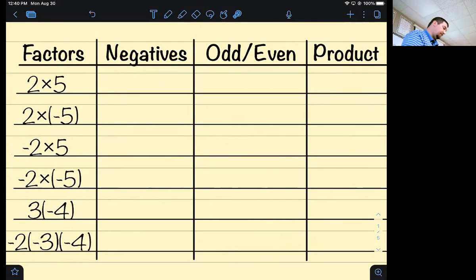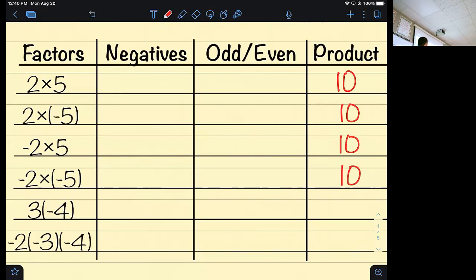What's 2 times 5? 10? Okay, put 10 as the product. What's 2 times 5? 10? Okay, put 10 down. What about 2 times 5? What about 2 times 5? Okay, let's look at these first 4 problems.